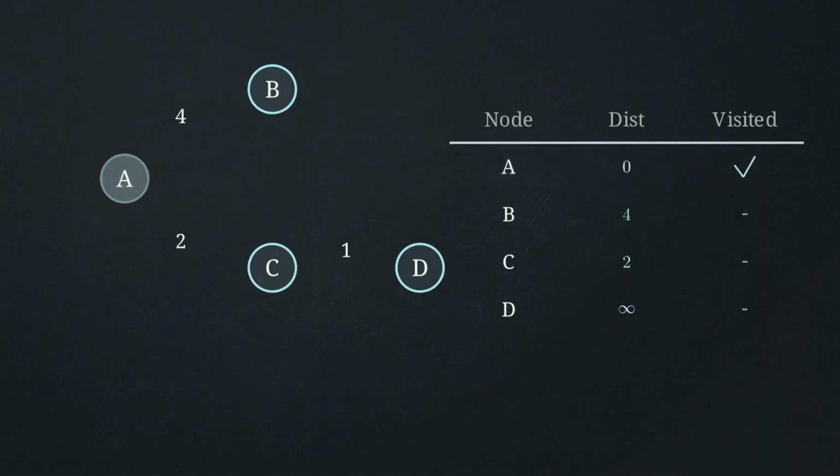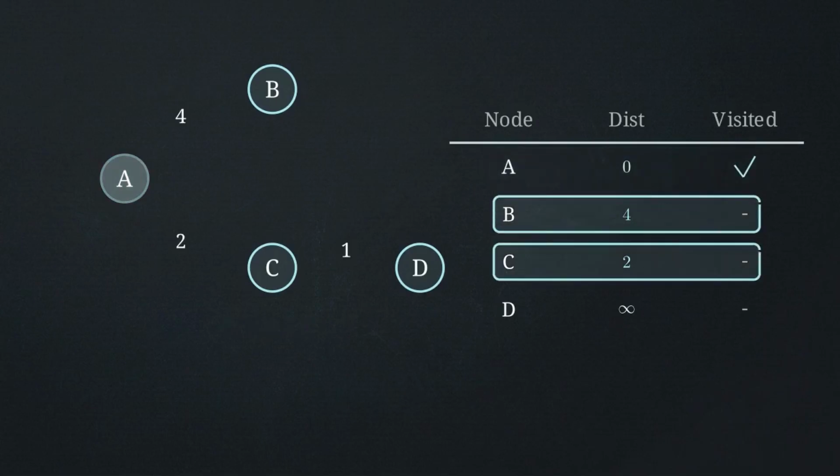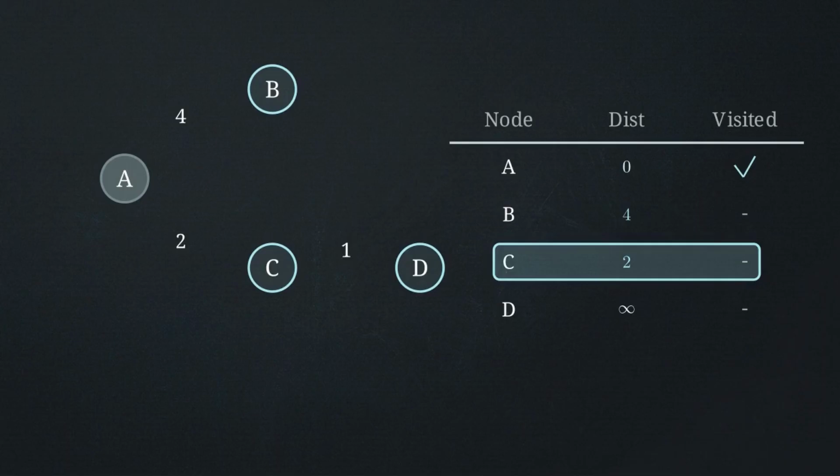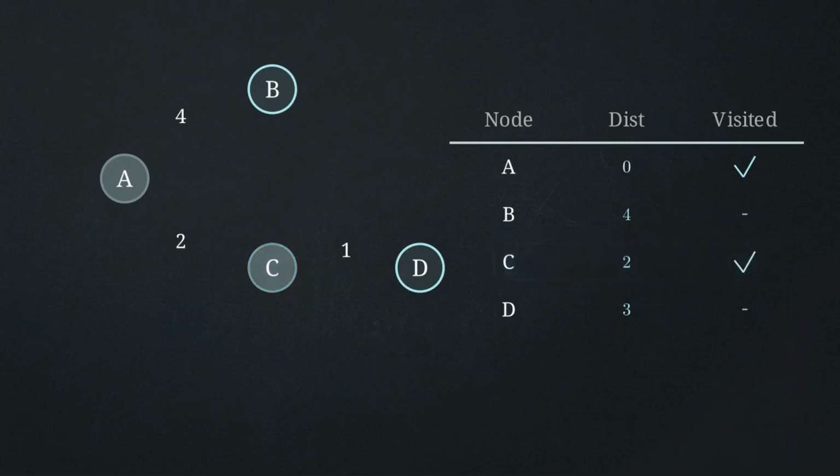Looking at our table again, we check our unvisited nodes. Node C has a distance of 2, which is smaller than node B's distance of 4. Following our greedy rule, we select node C next and relax its unvisited neighbor, node D. The cumulative distance from our starting point is the cost to reach C, which is 2, plus the edge weight to D, which is 1. 3 is less than infinity, so D is updated in the table. Node C is now fully visited.